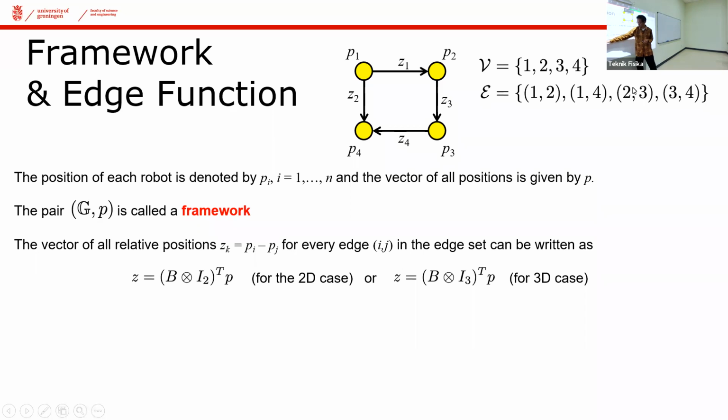Why do we use the Kronecker product with the identity of 2? Because P is defined in two directions, in the x and in the y. So the Kronecker product is basically copying the way the incidence matrix is being used in the x direction as well as in the y direction.